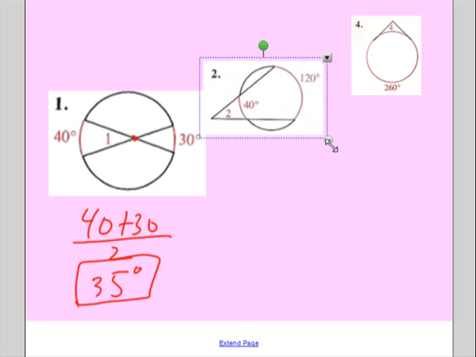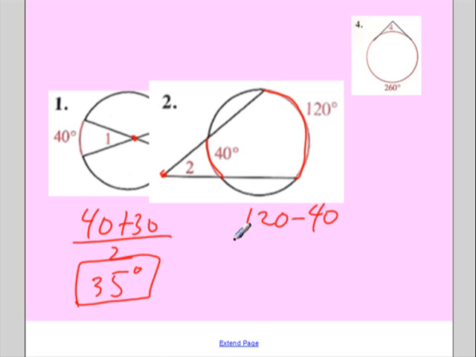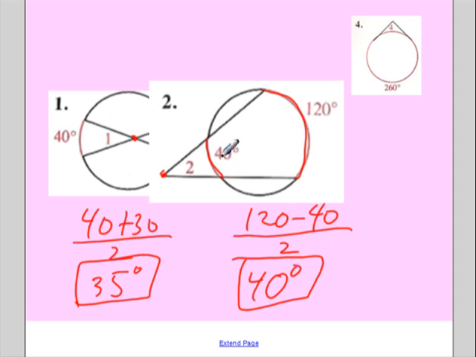Okay. Now here's another example. Okay. Here, notice the vertex is outside the circle. So it's half the difference between the 2 intercepted arcs. There's the bigger one. There's the smaller one. So it's half the difference, so 120 minus 40 divided by 2, which is 80 divided by 2, which is 40 degrees. Okay. And that's just a coincidence that it happens to be the same as that particular arc.